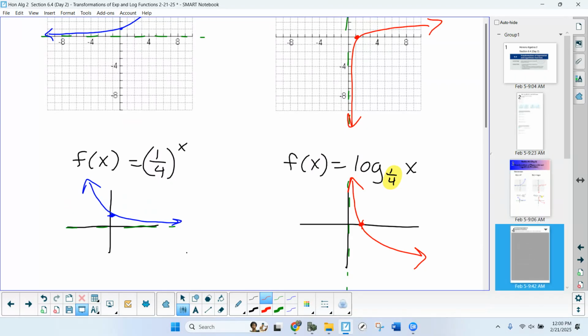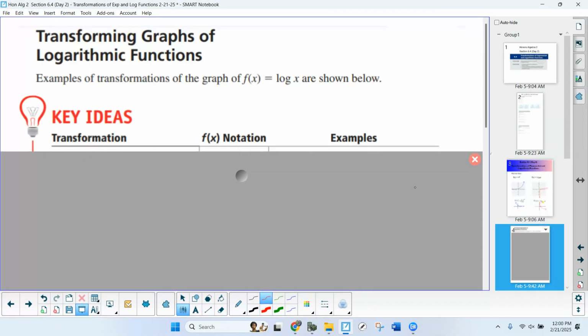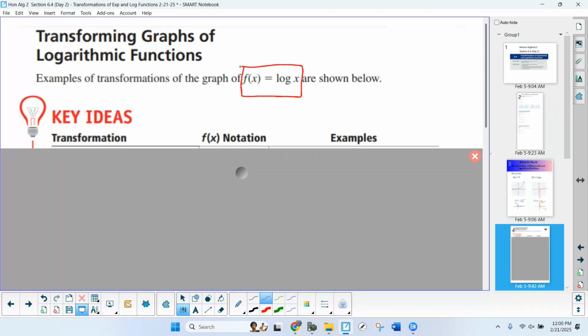All right. So looking at our chart, once again, if I start with this function, f of x equals log of x. By the way, what's my base? 10. So this would be the inverse of a growth function.